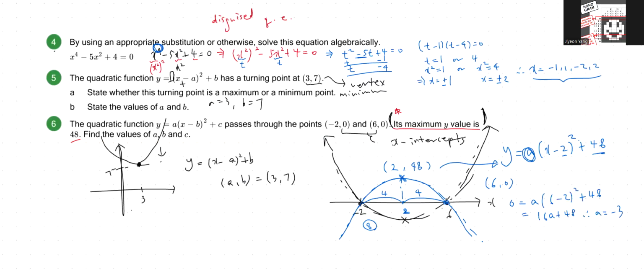So we find the values of a, b, and c. The value of a is negative 3. The value of b equals 2. And then the value of c is 48. That is the answer.